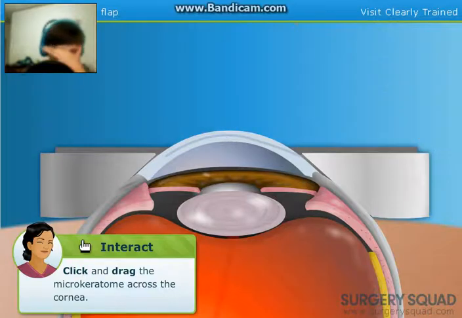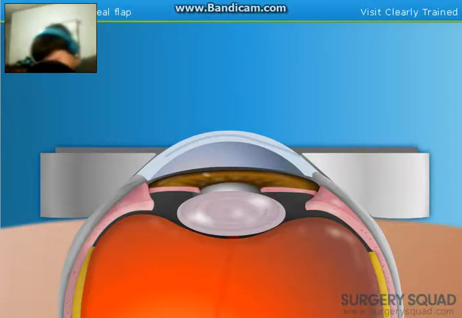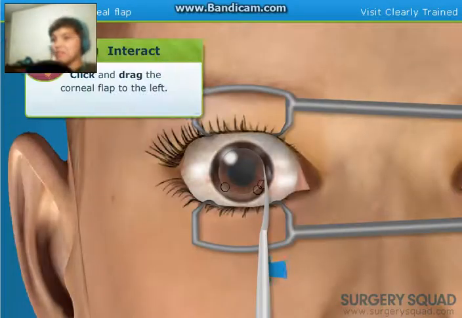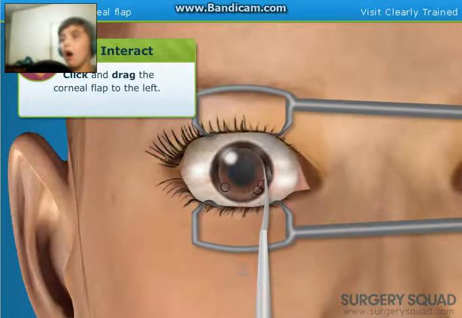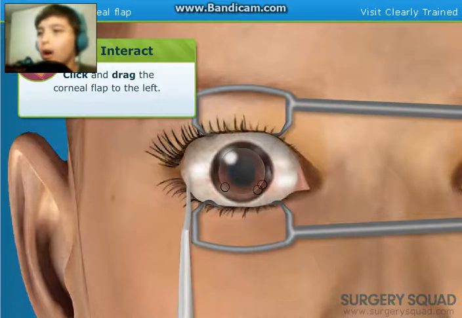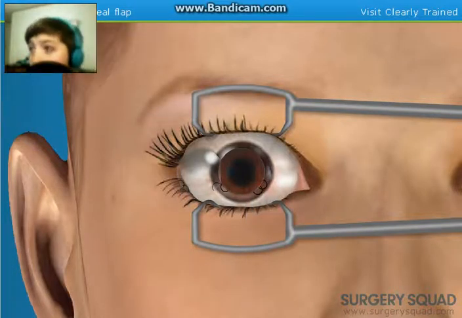With the corneal flap cut, we remove the microkeratome and suction ring and then peel back the corneal flap to expose the middle part of the cornea. This is the part we'll reshape with a laser.